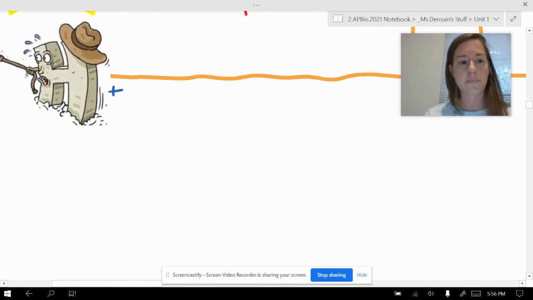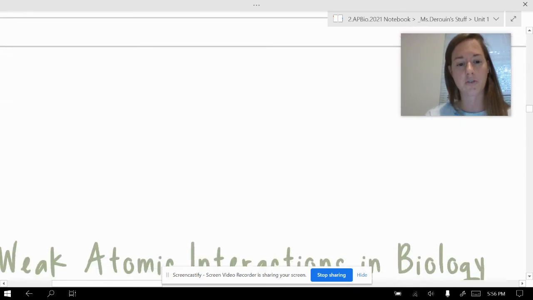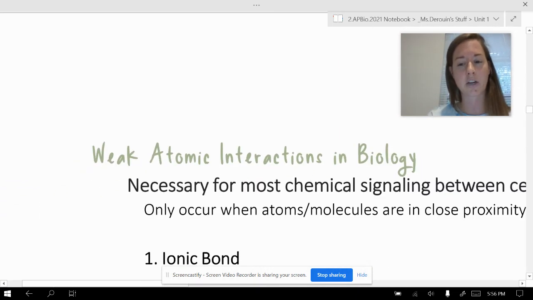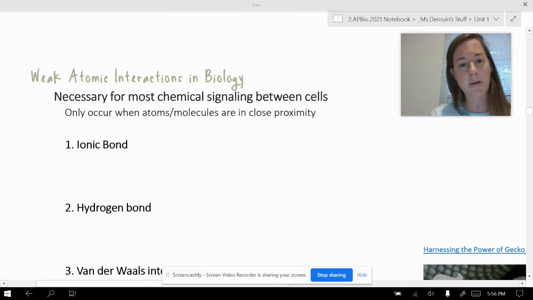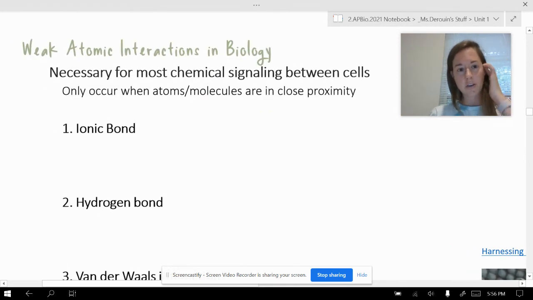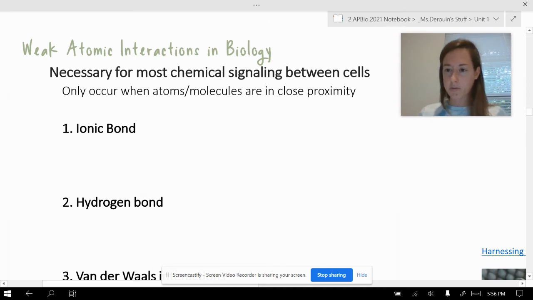Okay. Next, I have a few more little cartoons. Oh, wait, not yet, but they're coming. So let's talk about the weaker bonds first. These weaker bonds are really important for cells to be able to signal to each other, which is a major reason that you are able to stay alive, is your cells' ability to talk to each other about what's going on in your body. So these bonds in biology are only going to occur when the molecules or the atoms are close to each other. The first one is an ionic bond.